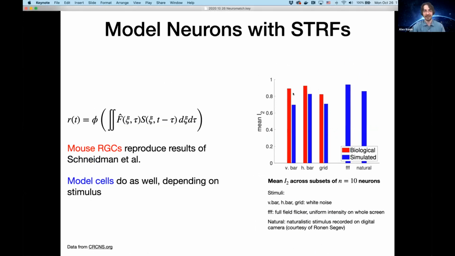This data is available on CRCNS. They have a high I2 quantity. This is the mean I2 across subsets of 10 neurons. The simulated cells are a little bit lower, and there's explanations. I believe that this makes sense, at least for this V-bar stimulus. And so this drop sort of represents the difference between the real cells and the simulated cells.